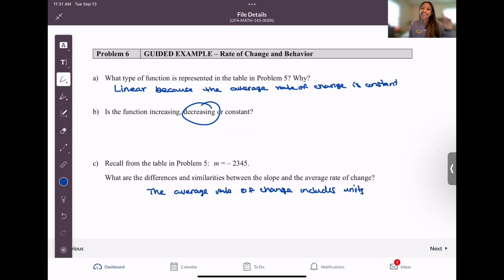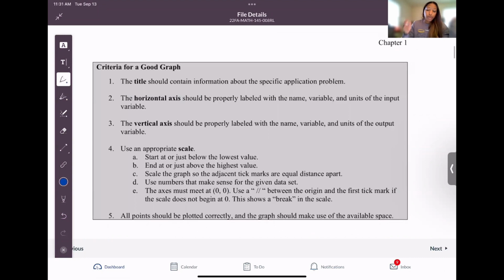Now that we know that constant average rate of change gives us the slope of our line, we can use that. We can talk about graphing lines. If we're given a graph, we can find the line. We'll talk a little bit more about horizontal lines and vertical lines as well. Next, we're going to look at a graph.